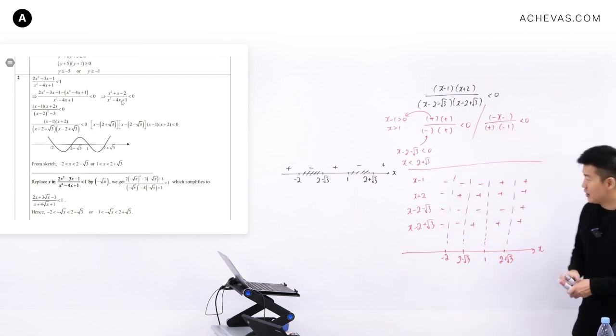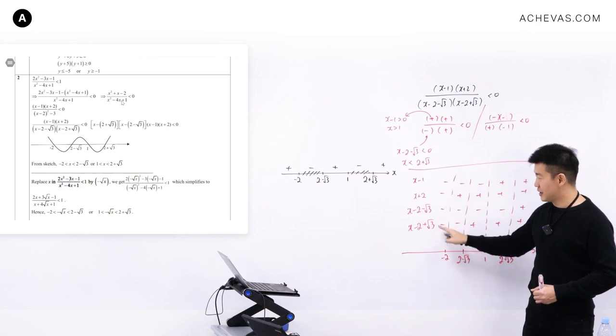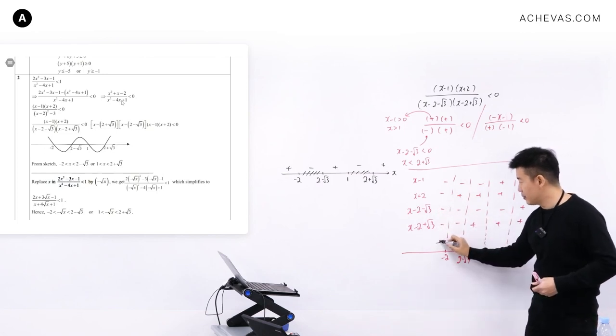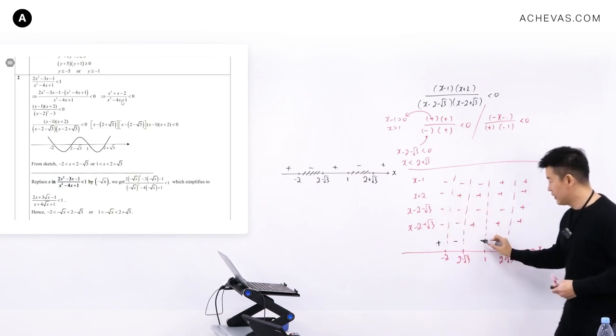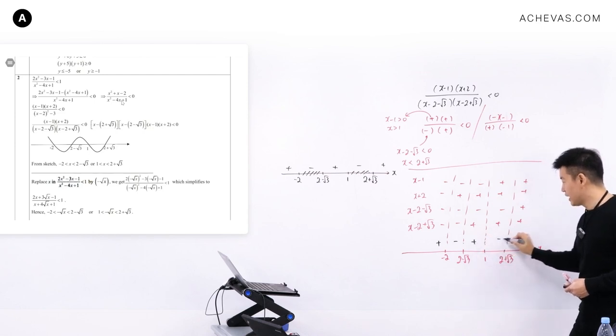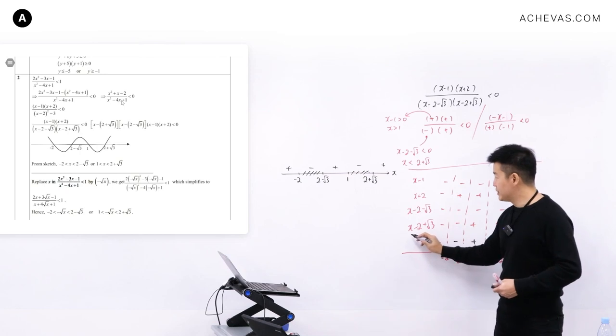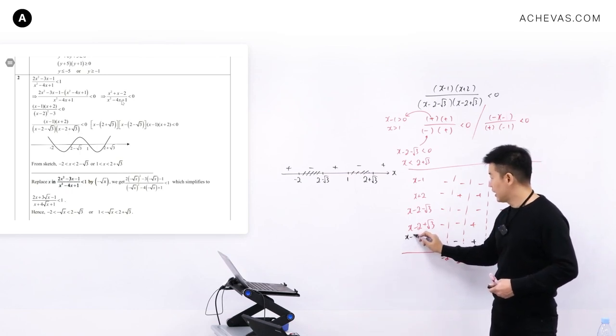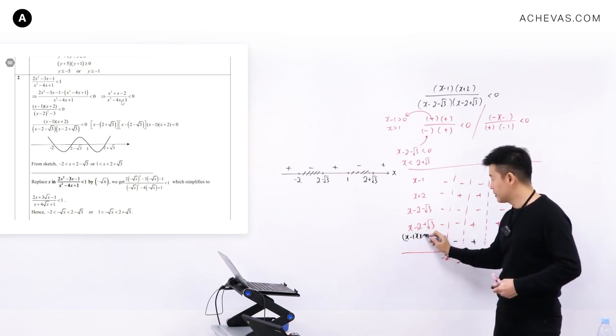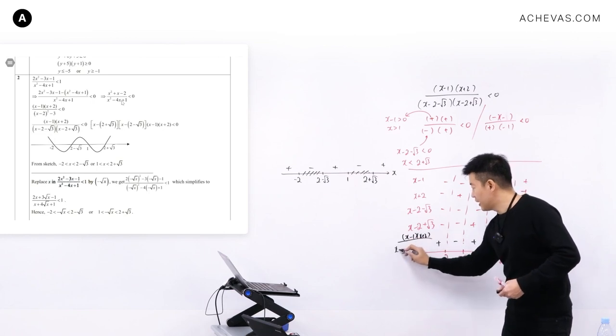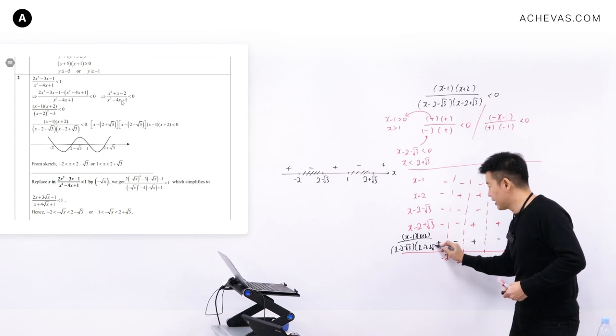And when I sum all of them together, it will be this times this divided by this. It is going to be a positive number. This is going to be a negative number. This is going to be a positive number, negative number, positive number. And all this plus and minus represents the combination x minus 1, then x plus 2, divided by x minus 2 minus square root of 3, then x minus 2 plus square root of 3.